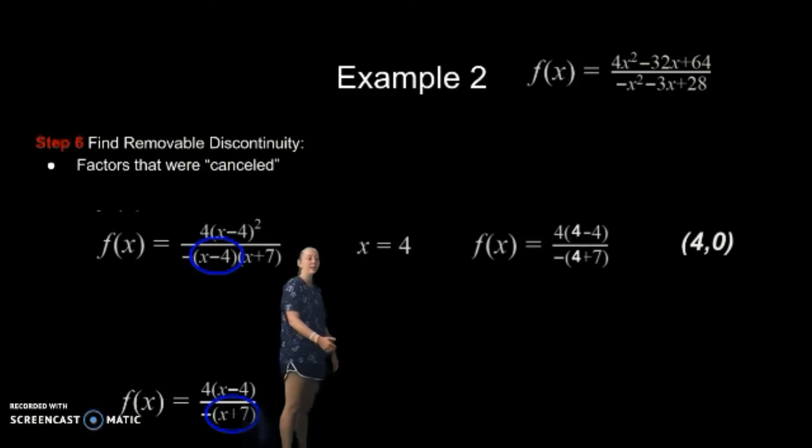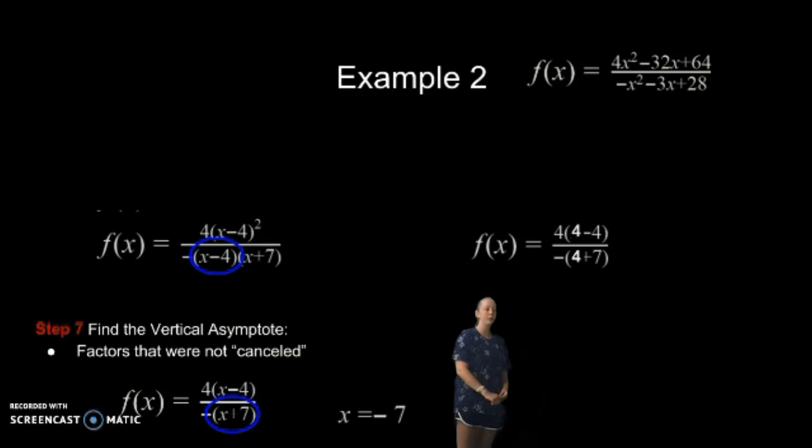However, because you find that the x-intercept is at (4, 0), and you also know that the removable discontinuity is at (4, 0), this function does not have an x-intercept. One can see that the vertical asymptote has an equation of x equals -7.